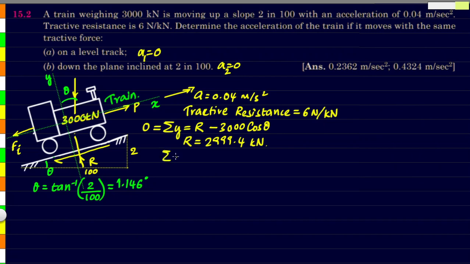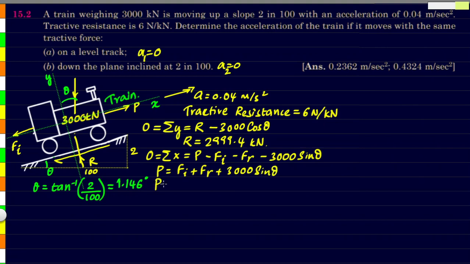Next, let us apply sigma x, the sum of all the components in x direction. First force is P acting in positive x direction and there are a lot of forces opposing it. First among them is the inertia force, then we have the tractive force, and finally the component of weight, which is this much. Once again sigma x has to be equal to 0 because it is in equilibrium, and we get the value of P calculated as Fi plus Fr plus the component of 3000.